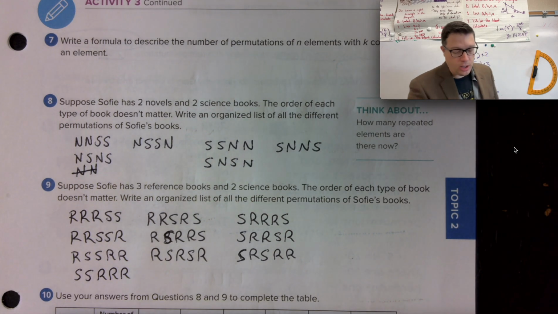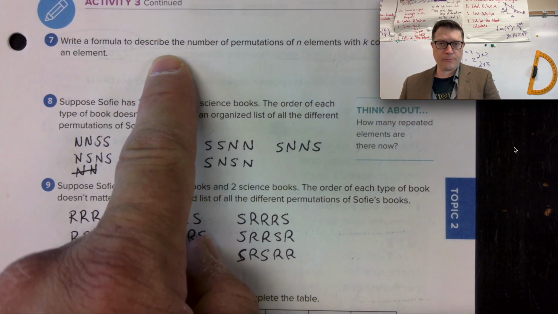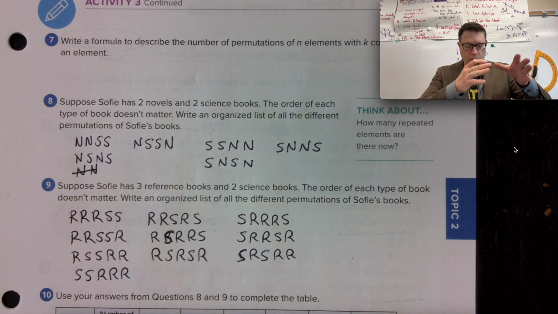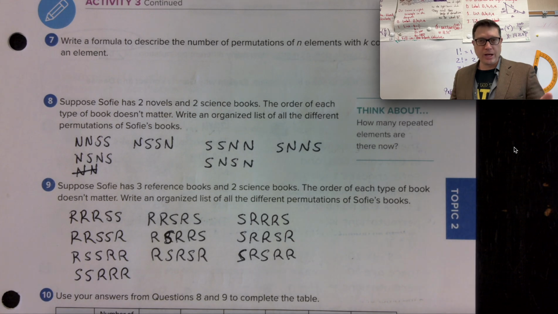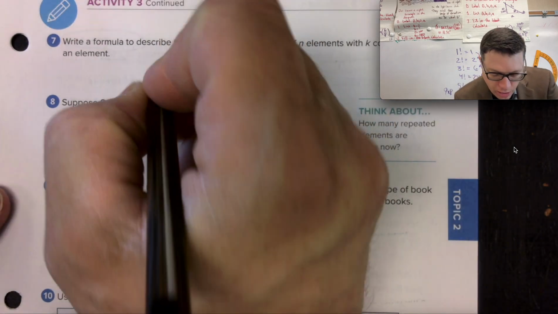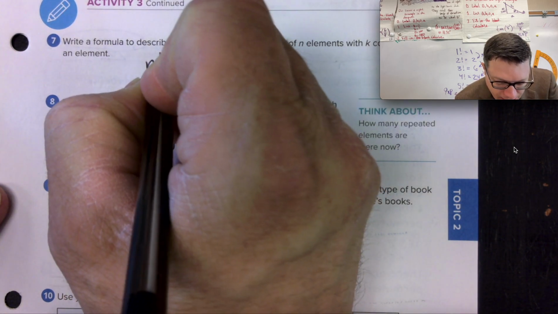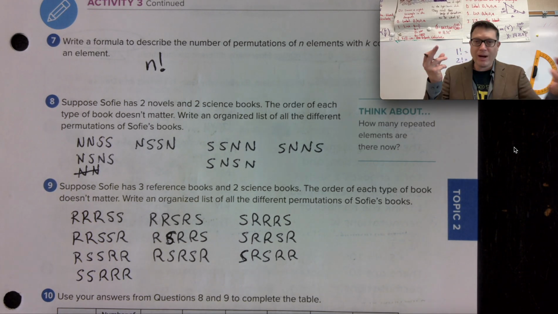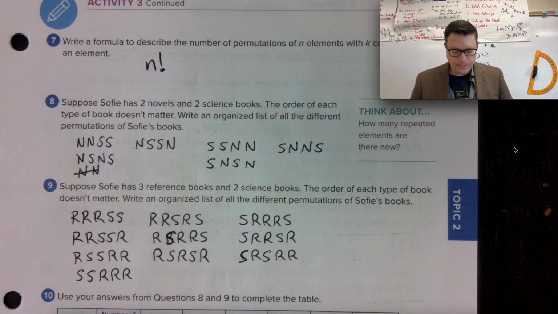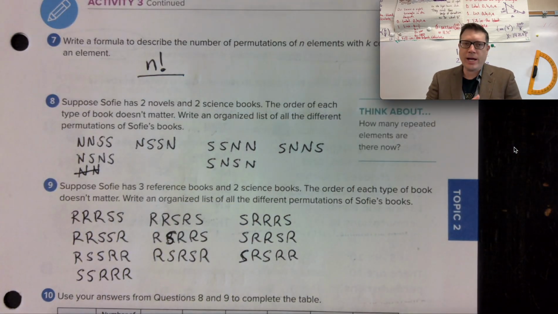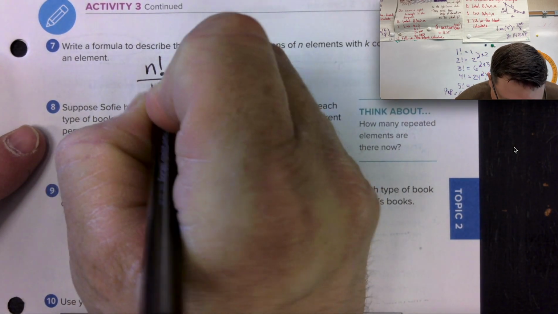Activity 3, continuing on: write a formula to describe the number of permutations of n elements with k copies. So we had 24, and then we talked about the repeated number of copies as the denominator, the factorial of the ratio. If we have n elements, then there are n factorial ways to rearrange those n elements. If there are k copies of an element, just one by the way, it could be more, but right now we're just talking one, then we divide by k factorial.